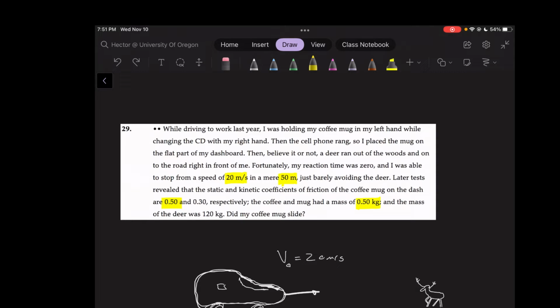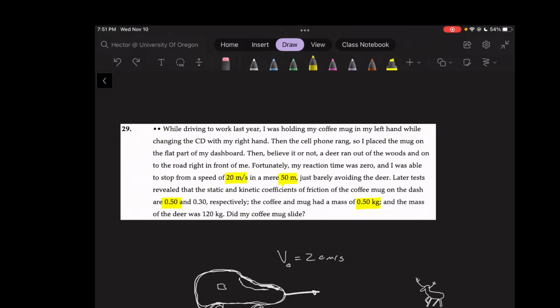Later tests revealed that the static and kinetic coefficients of friction of the coffee mug on the dashboard are 0.5 and 0.3 respectively. The coffee and mug had a mass of 0.5 kilograms, and the mass of the deer was 120 kilograms. Did my coffee mug slide?